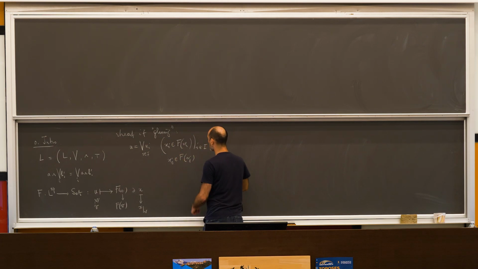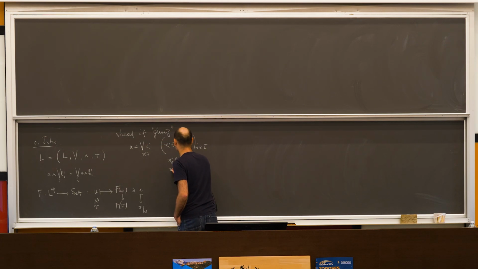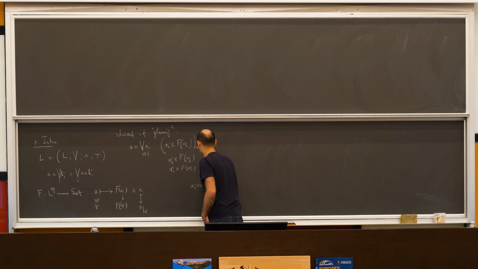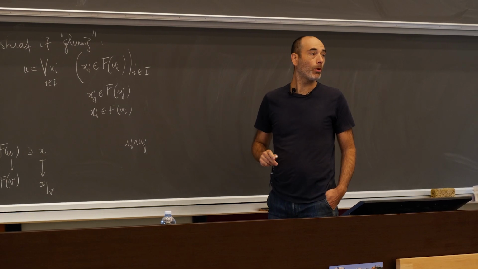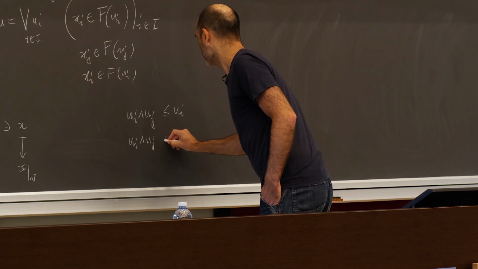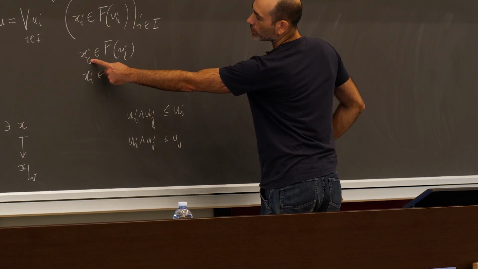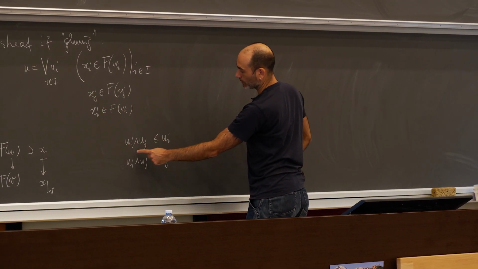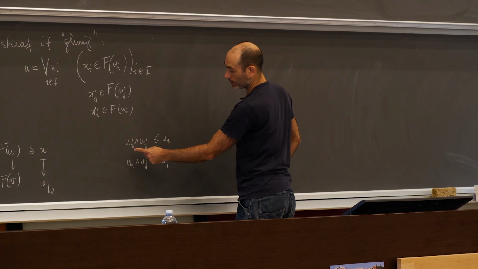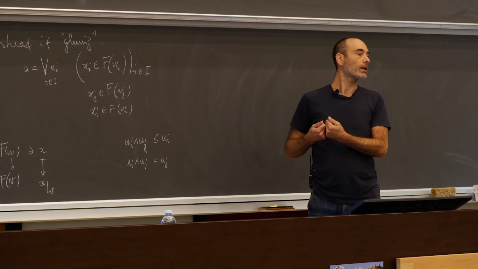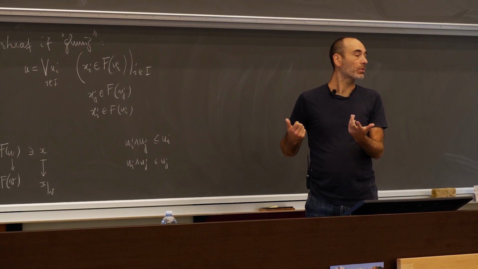If I take two of these elements, say an x_i and an x_j, then because I'm in a locale, I can compute the intersection of U_i and U_j, which is obviously both smaller than U_i and smaller than U_j. So there is a restriction, in the functorial sense, of x_j to this intersection. There is a restriction of x_i to this intersection, and what we simply ask is that these two restrictions coincide, are the same. So that's a compatible family.